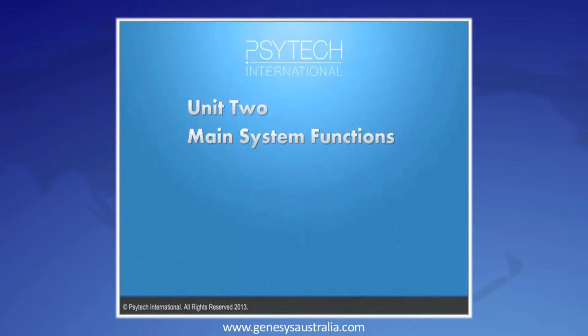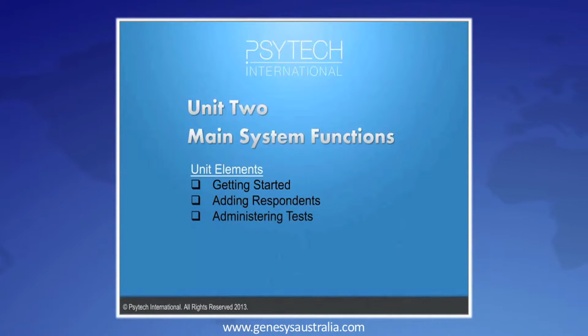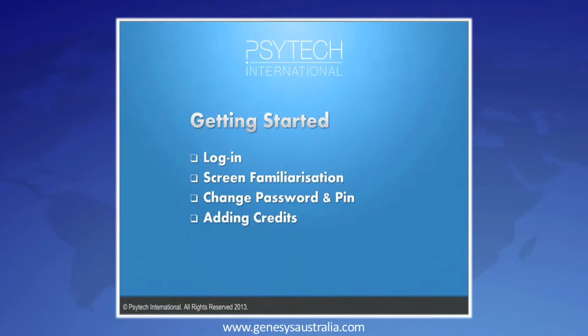Welcome to Unit 2. In this unit we're going to introduce you to the system and show you how to use the main system functions. In this unit we'll have an element which shows you how to get started with the system, and then elements which show you how to add respondents, administer tests, and then generate reports. Let's get started with element 1.